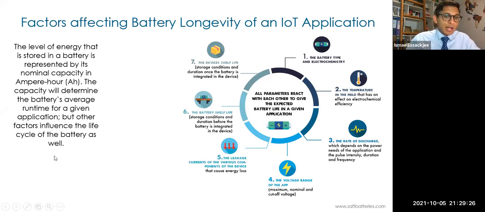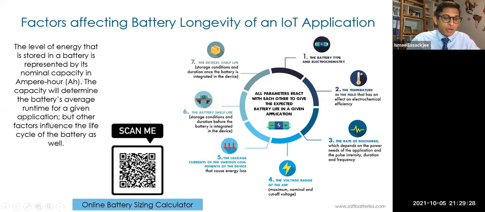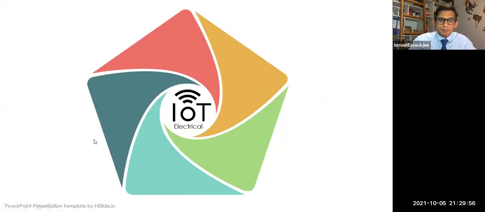But I'm going to help you with that. You have an online battery sizing calculator. You can scan this code. I'm going to leave the PowerPoint with you later on; we're going to look for a way to share it. It's going to give you link access to a website where you input the application, rate of discharge, and so on for your specific use. They're going to recommend the most appropriate battery to use. So you can use that as well.